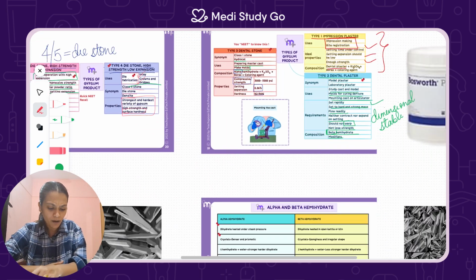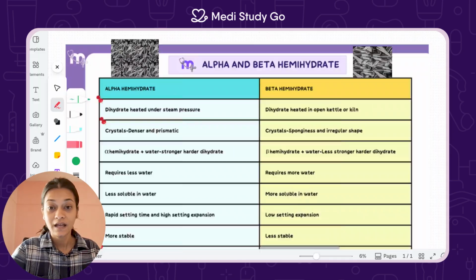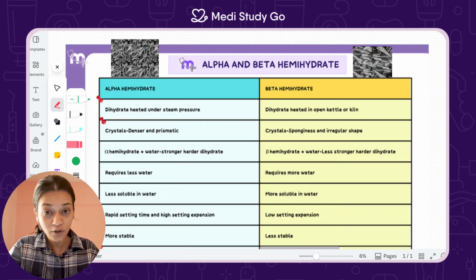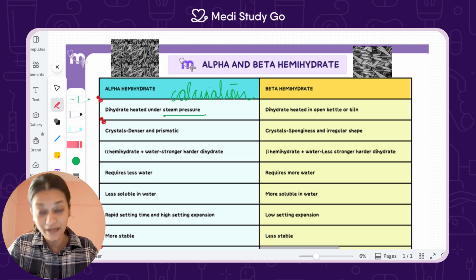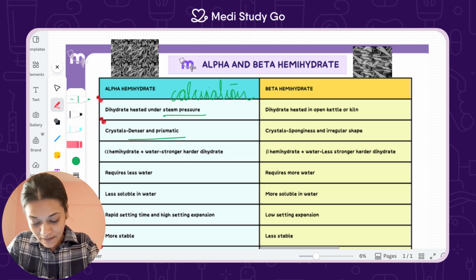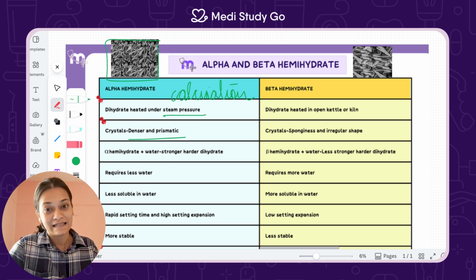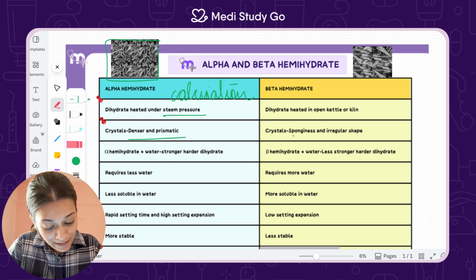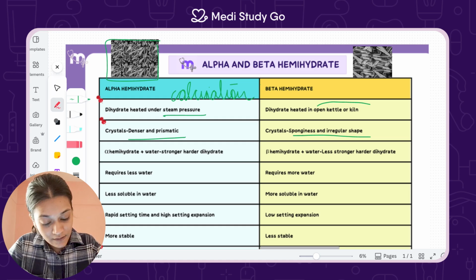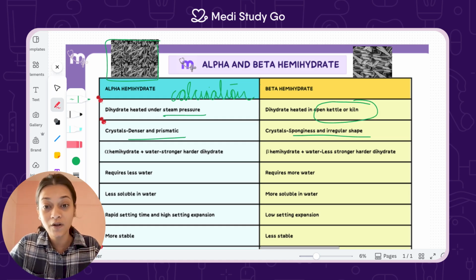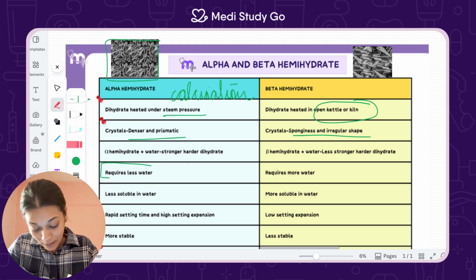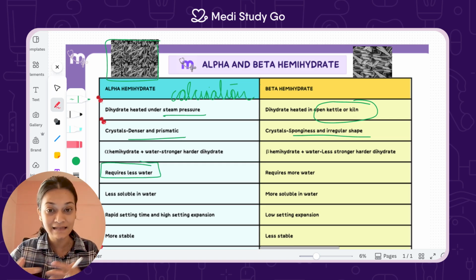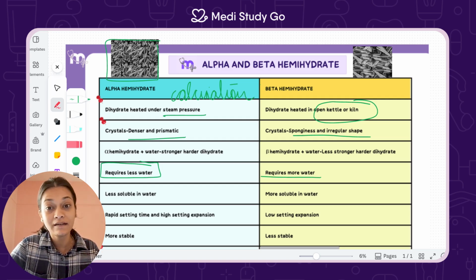Now we have been talking about alpha and beta. So now alpha and beta, both calcium sulfate, are obtained from a process called calcination. But when calcination is performed under steam pressure, it gives a denser and prismatic form. Can you see the figure here? Yes, the denser and prismatic is alpha, while the irregular ones are obtained when it is heated in an open kettle, when it comes in contact with air. So now what actually happens is that alpha requires lesser water because of its dense structure. Here the water requirement is more.